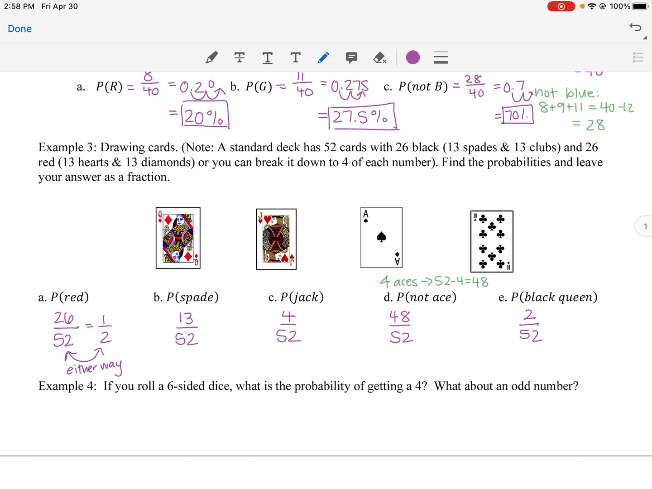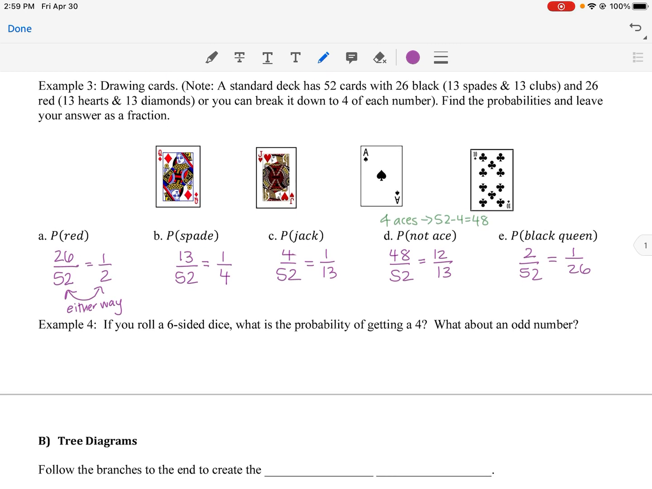Once again, you can either leave it as such, or you can simplify these. So this would be the same as 1/4. This is the same as 1/13. 48 out of 52 is the same as 12/13. And 2 out of 52 is the same as 1 out of 26. Once again, either way totally works.